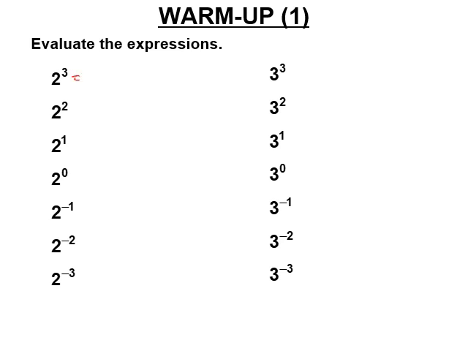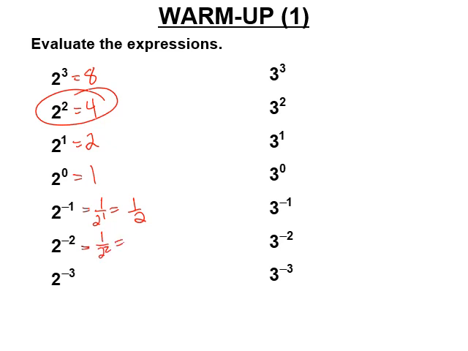2 to the third is 2 times 2 times 2, which is 8. 2 squared is 4. 2 to the first is 2. Everything to the 0 power is 1. Now, negative exponents, what do they make? They make reciprocals. So this is 1/2. This is the reciprocal of 2 squared, 1/4. And this is the reciprocal of 2 cubed, or 1/8.